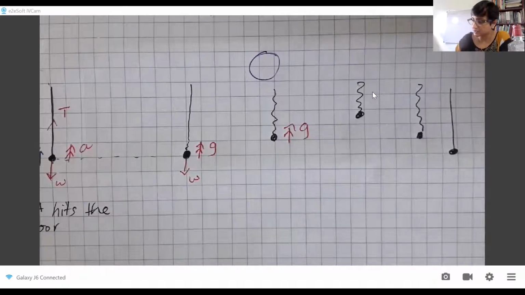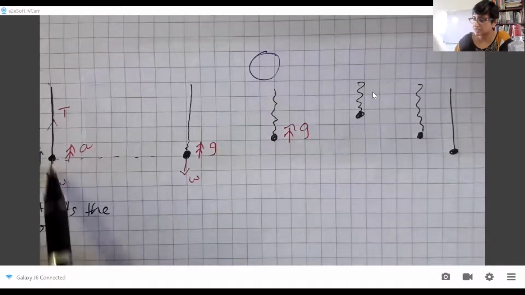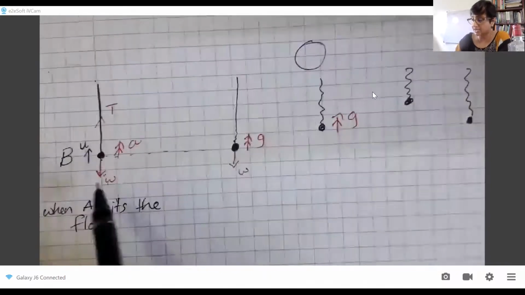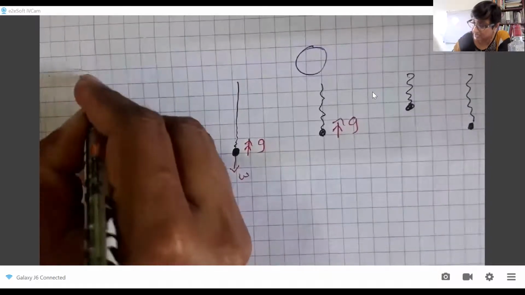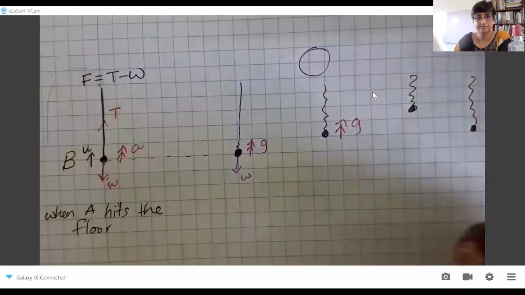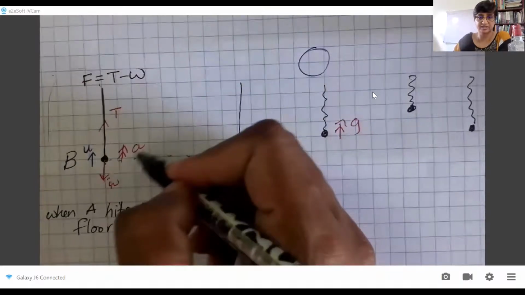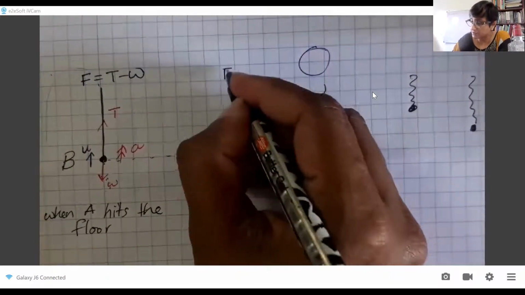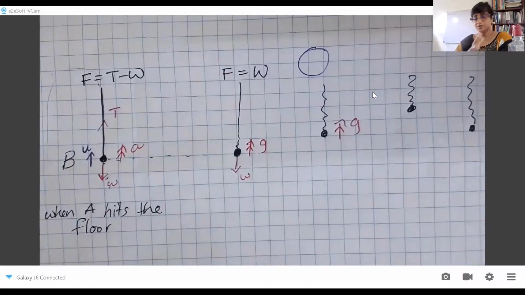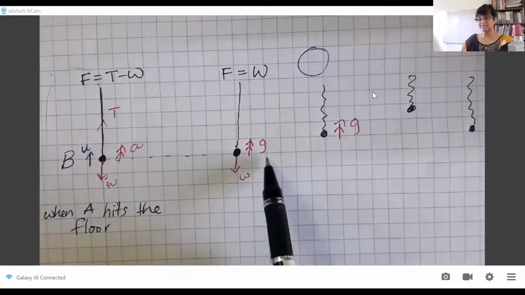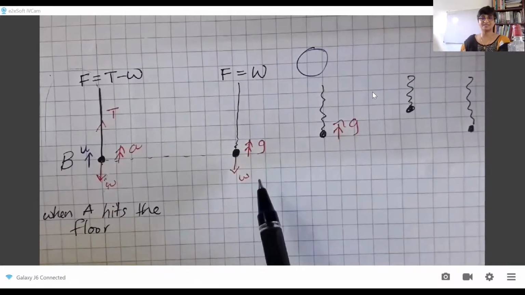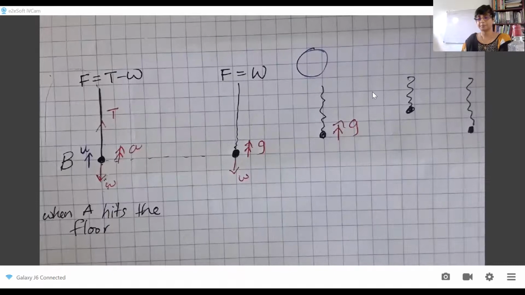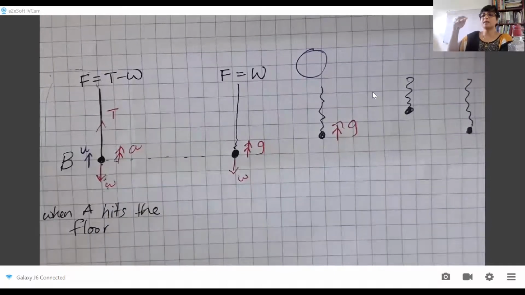Do you see here there is a resultant force. The resultant force here is T minus W. In this case, the resultant F is T minus W. That's what causes this acceleration. And suddenly at this point, your resultant force becomes just W. So your acceleration changes. What acceleration is it now? Gravitational acceleration, because you're just moving under weight, under gravity. And then you keep moving up.